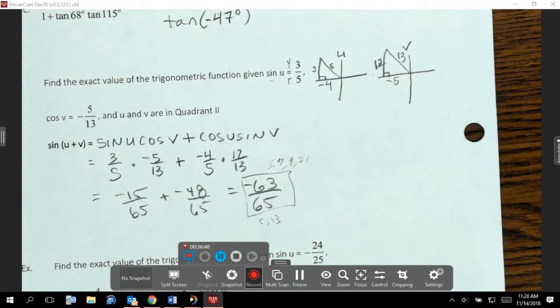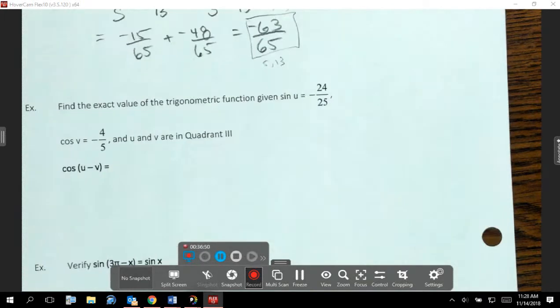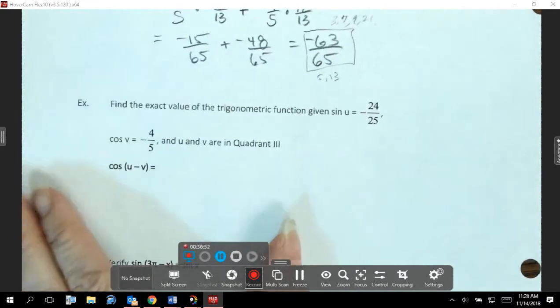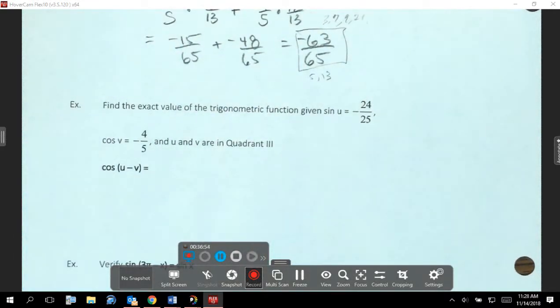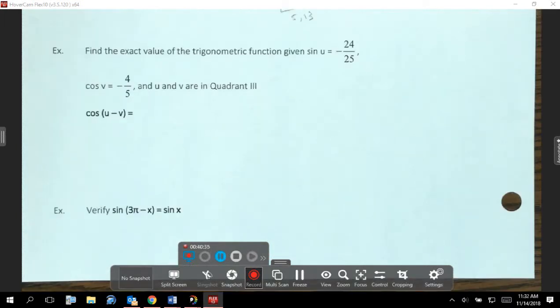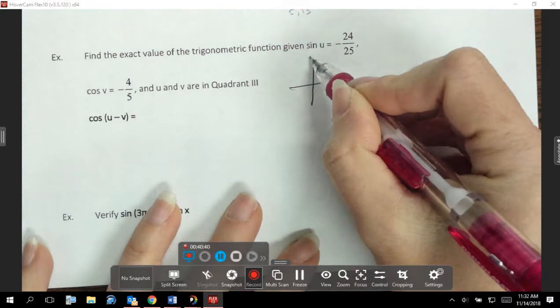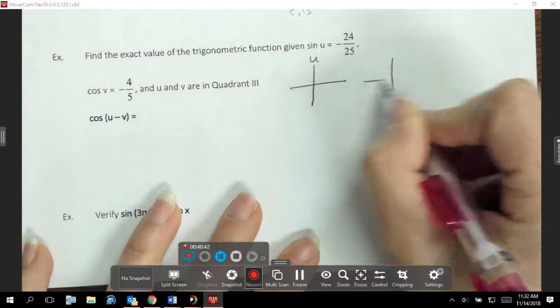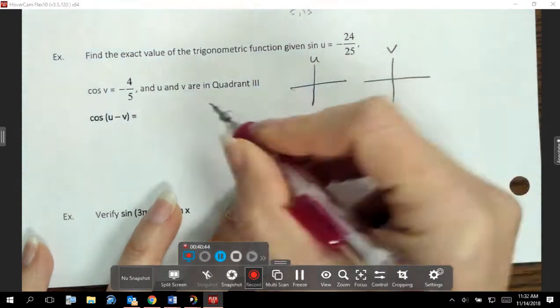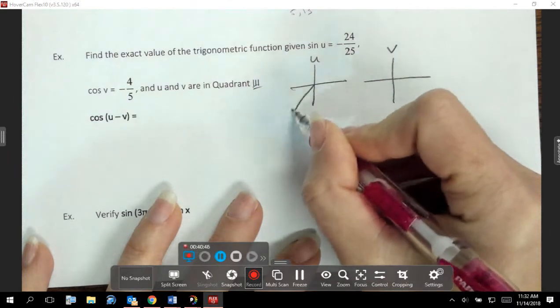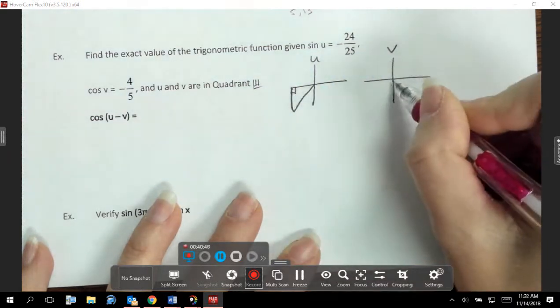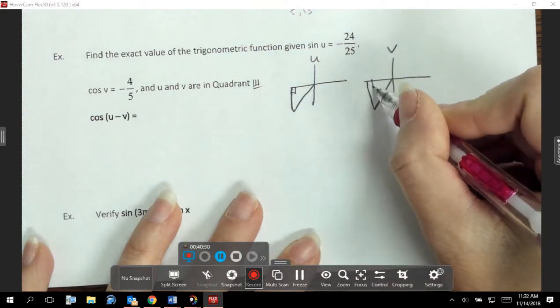So the next example is a You Try. Okay, I'm going to pause the video. You try this next example. It's the same as the one we just did, only it's subtraction and cosine. Okay. So I'm going to draw two pictures. I'm going to draw a picture for you, and I'm going to draw a picture for me. They're both in quadrant 3. You put them in the wrong quadrant, possibly going to get the wrong answer.